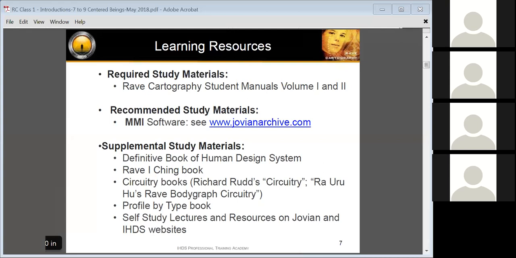Profile by type. It's interesting to think about profiles, but also pulling together how that might show up differently if you're a different type. If you're a 3/5 profile, what is it like to be a 3/5 manifester or a 3/5 generator? They're different. Type is always a constant when you're really getting into differentiation. Then there's also self-study lectures and resources on both the Jovian site and the LCIGDS site.